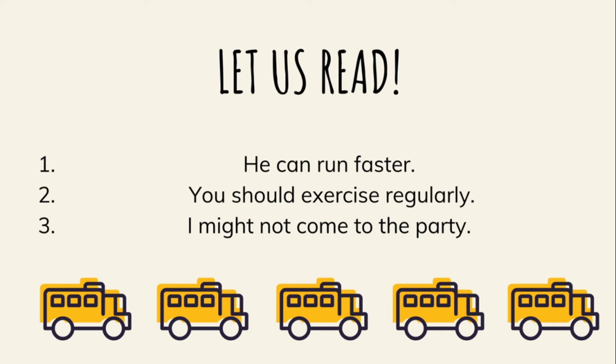Number 1, he can run faster. Number 2, you should exercise regularly. Number 3, I might not come to the party. Now, let us identify the modal verb in each sentence. For number 1, the modal verb used is can. It says that he has the ability to run faster.